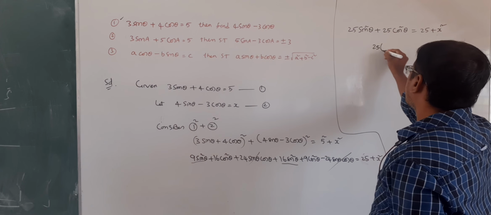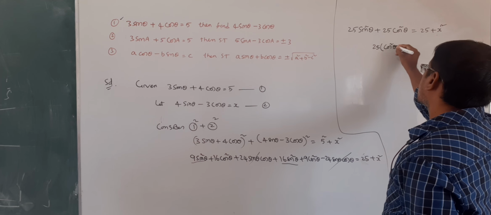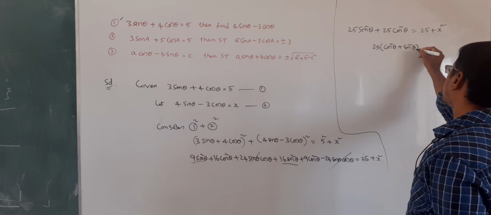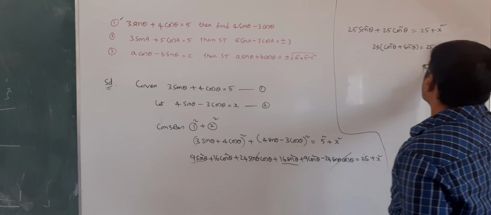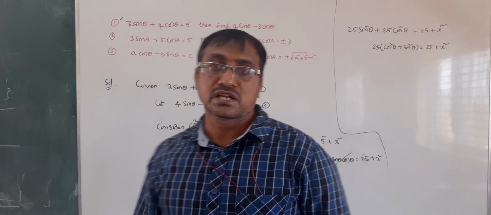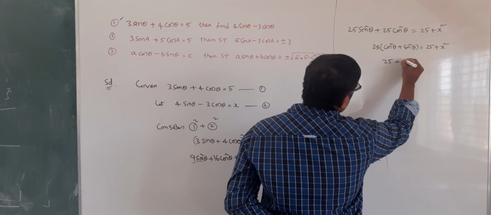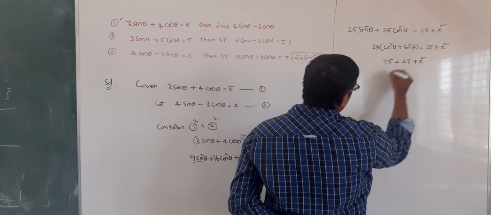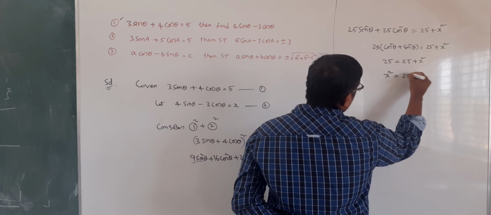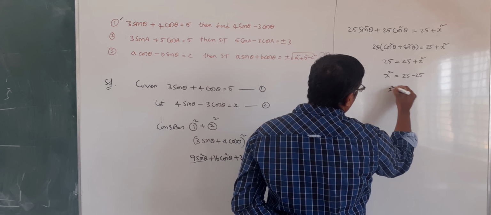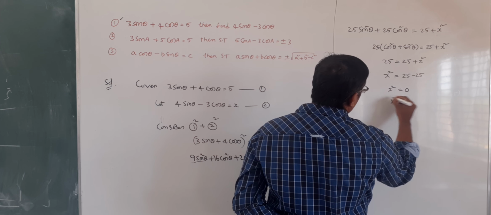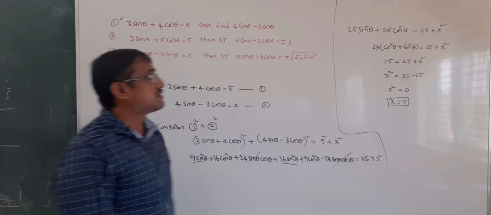Now you can take 25 as common. 25 times (cos square theta plus sin square theta) is equal to 25 plus x square. Cos square theta plus sin square theta is always 1. So you get 25 is equal to 25 plus x square. So x square is equal to 25 minus 25, x is equal to 0. That is the value of x.